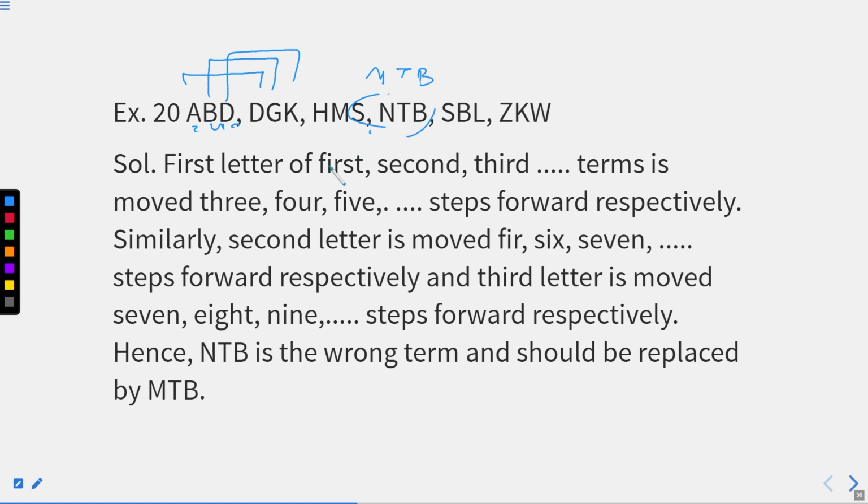Okay, so we need to follow the same pattern as we are doing, right? So I'm going to read it for you here. Similarly, the second letter is moving with a fixed number, that is 6, 7 forward, and the third letter basically 7, 8, 9. So we are adding the numbers initially 3, 4, 5, then 5, 6, 7, then 7, 8, 9, and we'll move till the same sequence. And here NTB is a term which is not following the same sequence. So this will be our wrong entity. Here we can see.